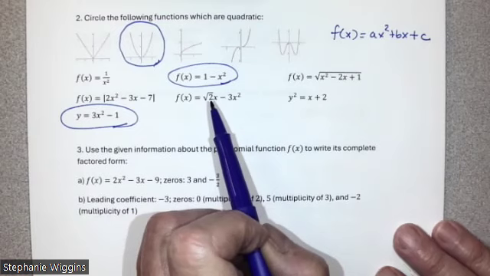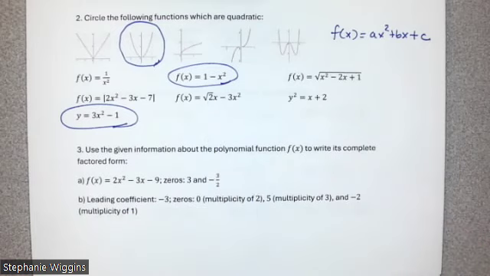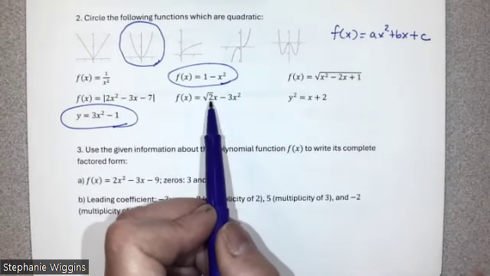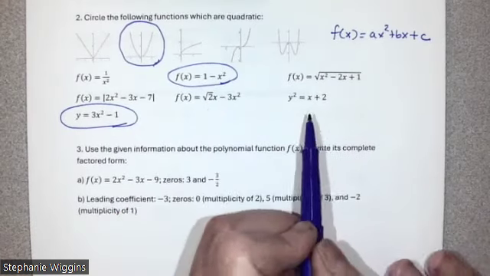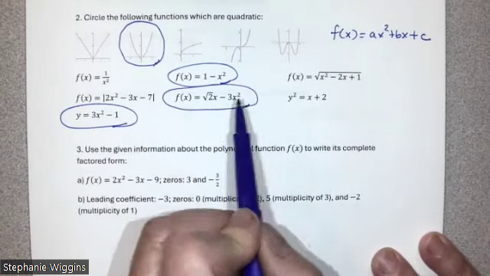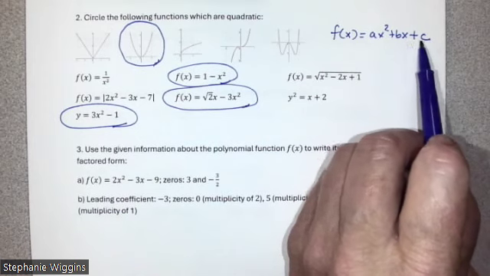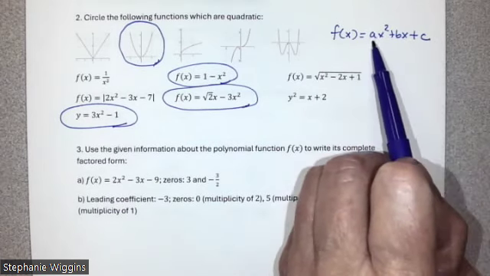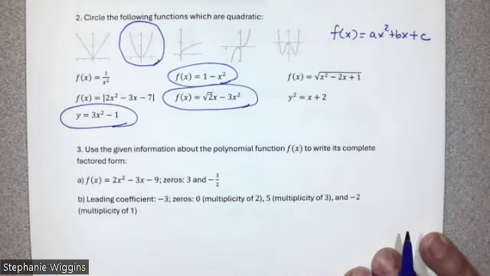Even though we have a square root, it's just the 2 that is under the square root. So this is just a real number. Square root of 2 is approximately 1.4. So we're missing a constant term, but this is still in the form ax squared plus bx plus c, where c is 0, and b is square root of 2, and a in this case is -3. So this is quadratic. All right.